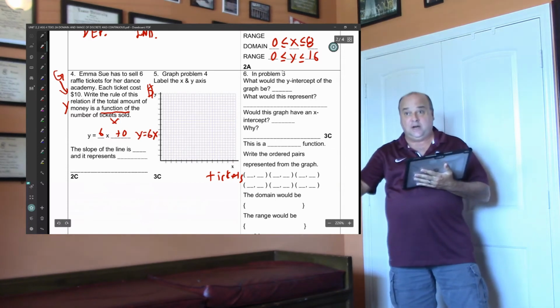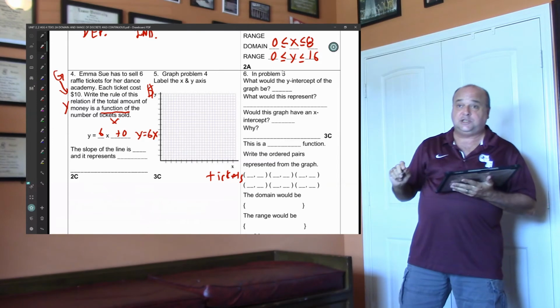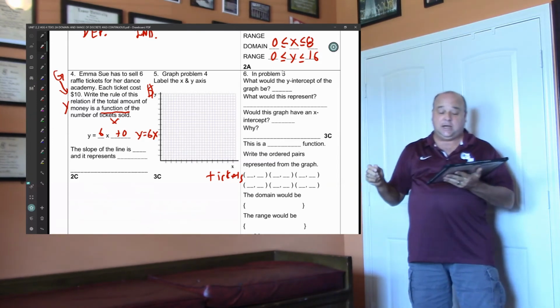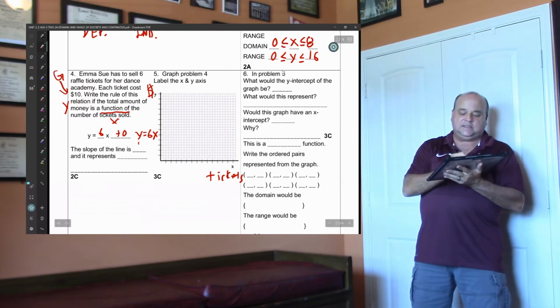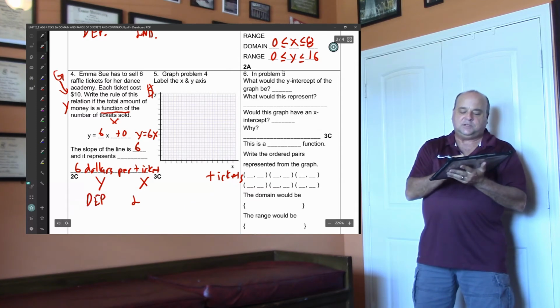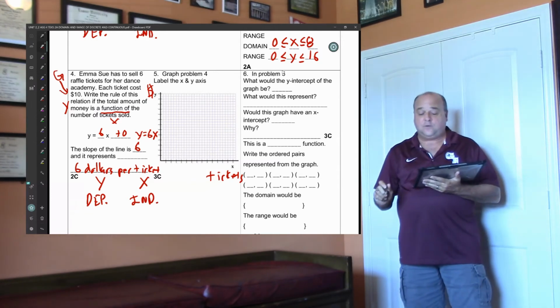This would have direct variation, and hopefully remember, 6 would be the constant of variation. If you multiply 6 times any x, that's going to be how much money she has. So the slope of the line is 6, and it represents $6 per ticket. And remember, the dollars is your y, the ticket is your x, this is your dependent variable, this is your independent variable, right? That slope contains all that information.